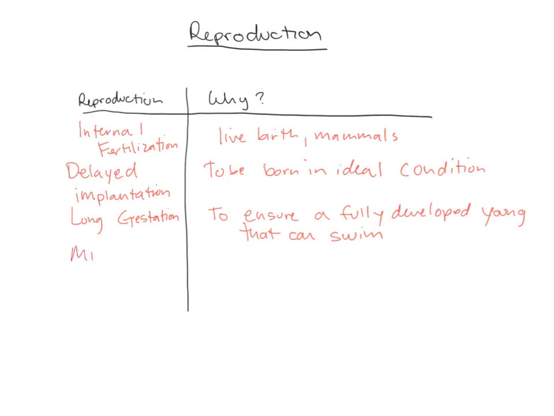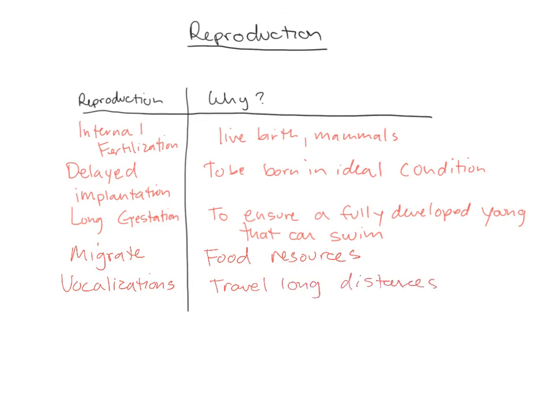Some of them will also migrate, and this is because food resources change variably geographically, so they will go to where the food is. And they will sometimes use vocalizations. We don't know exactly what's involved, but their songs appear to travel long distances, and maybe that's how they can locate each other for mating periods. And that's pretty much it.